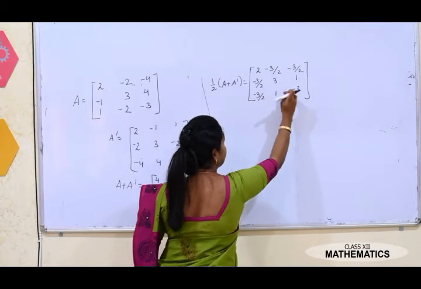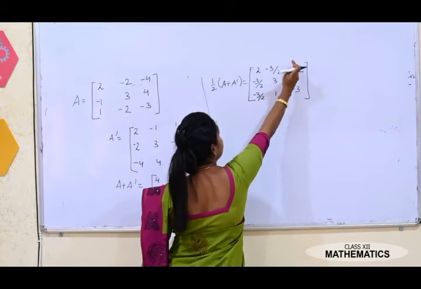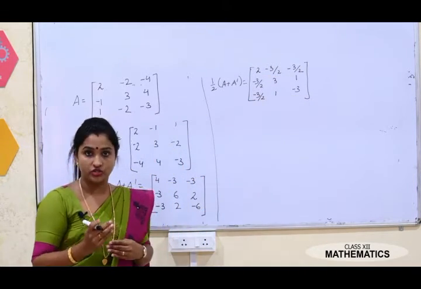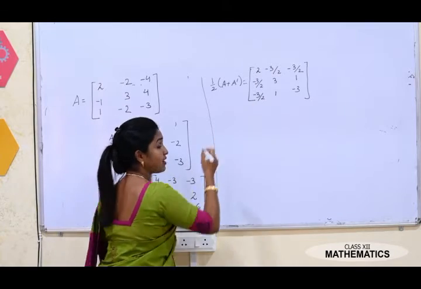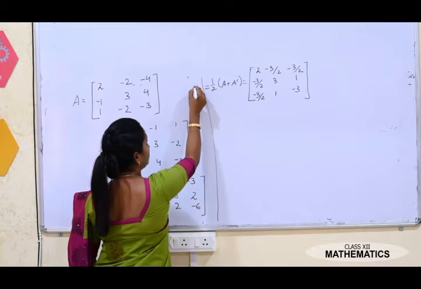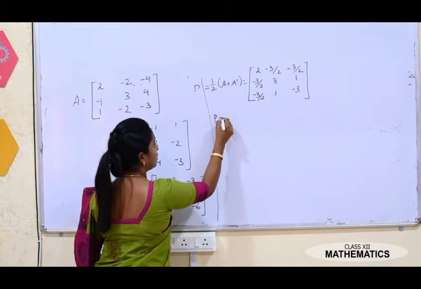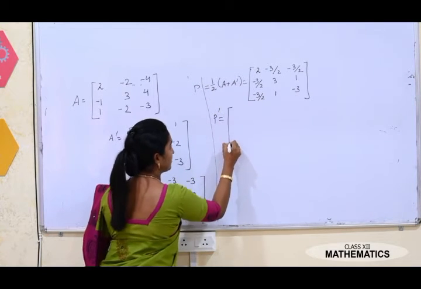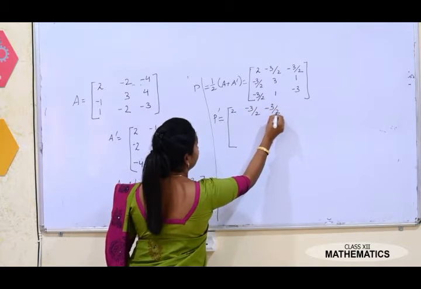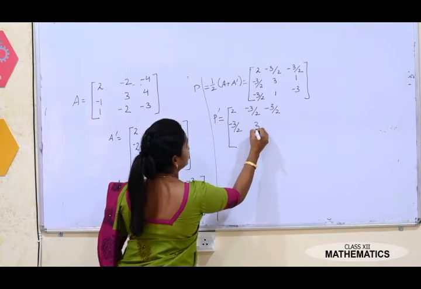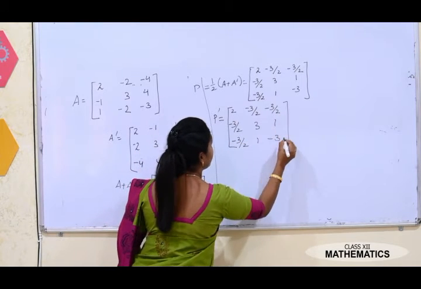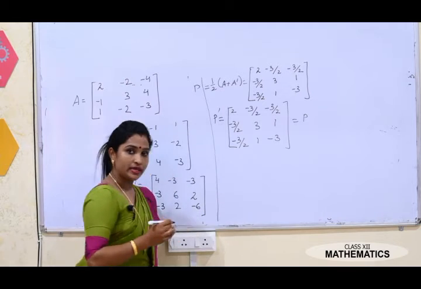See, the elements which are above the diagonal and the elements which are below the diagonal are mirror images of each other. That means you can say that it is a symmetric matrix, but you have to prove it here. Let us denote it by P. So you have to find P dash here. When you find it, you will see you get the same elements. Okay, so you can say this is a symmetric matrix, you will get P itself here.